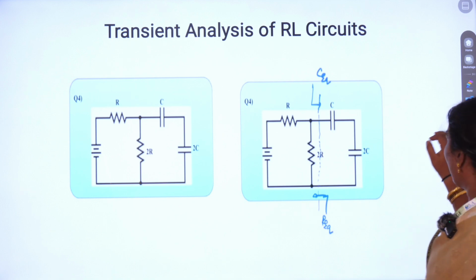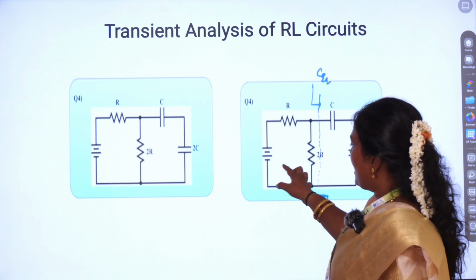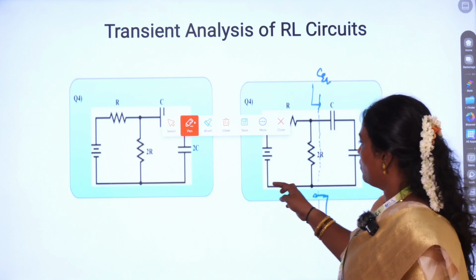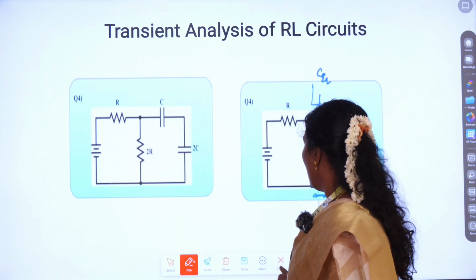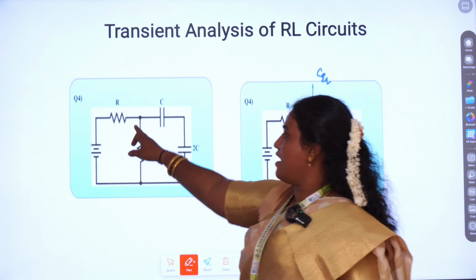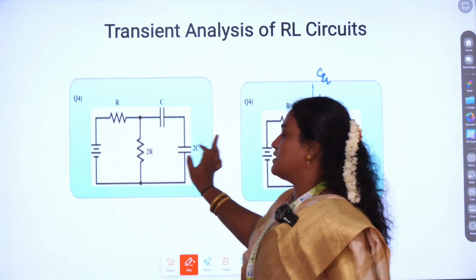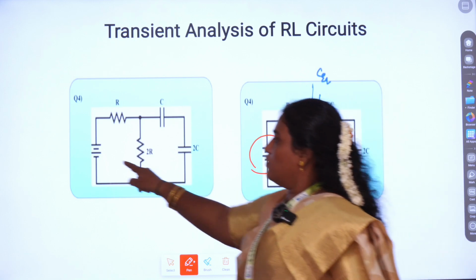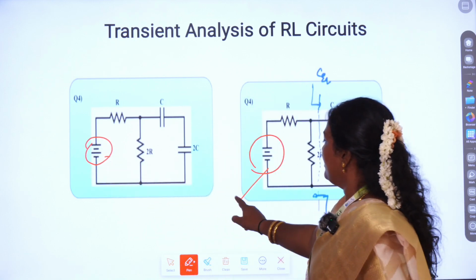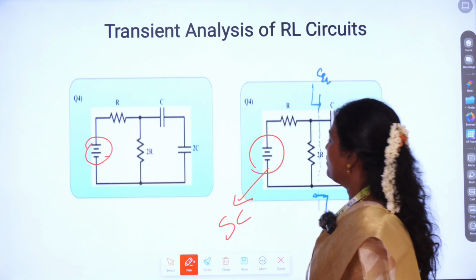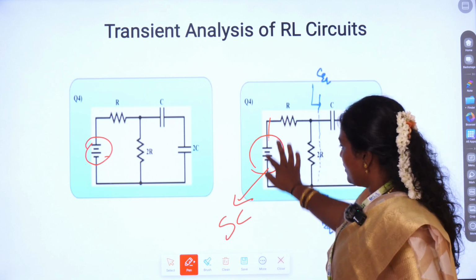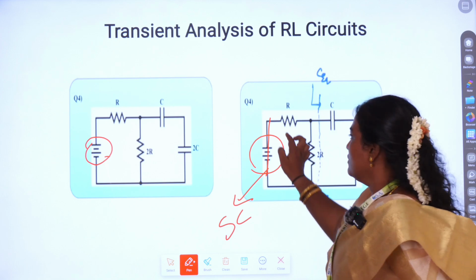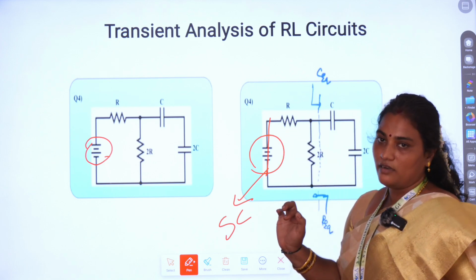Next, one more problem we have. With this, we have a voltage source here. I have the resistor values as R and 2R. Similarly, I have C and 2C. For the voltage source, what do I do? I short circuit the voltage source. So I have one resistor and a 2R resistor. So these two resistors are connected in parallel.